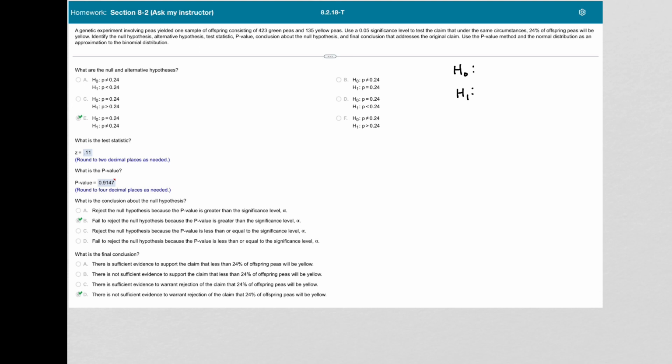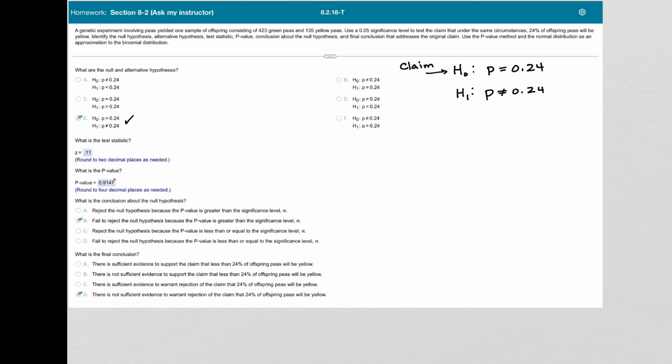So my null is going to be that P is equal to 24% or 0.24. And the alternative is that P is not equal to 0.24. And the claim is the null hypothesis. And I like to figure that out at the beginning. That's going to be helpful at the end. So that's how we get the correct null and alternative hypotheses.